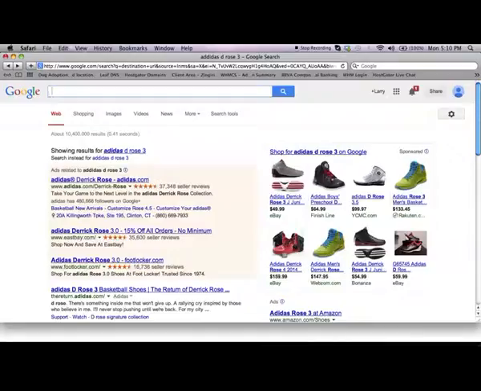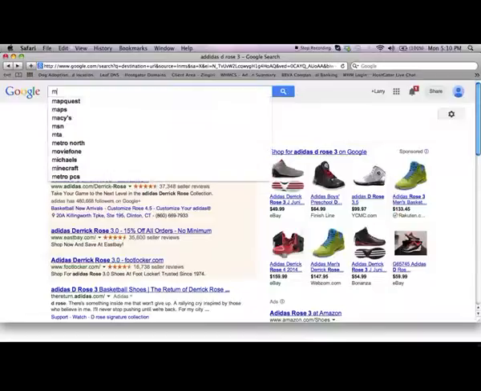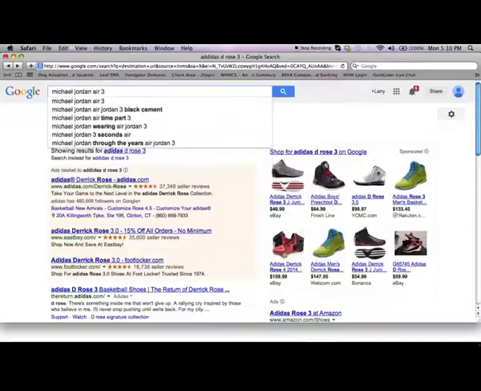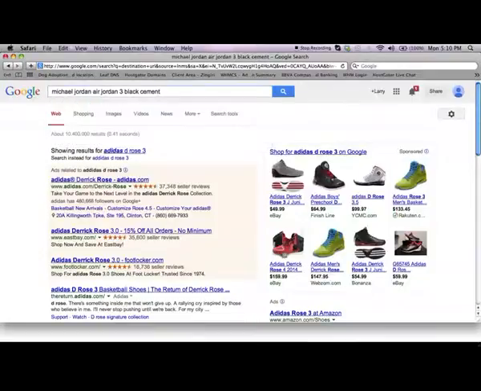Let's see. Let's do Michael Jordan Air Jordan 3 black cement.